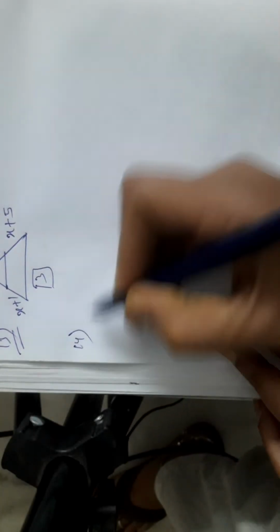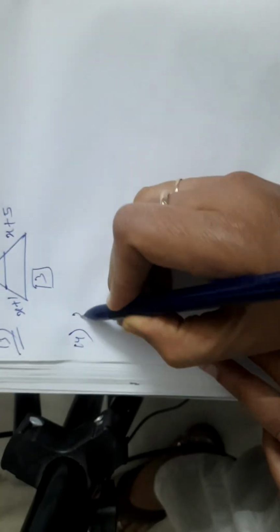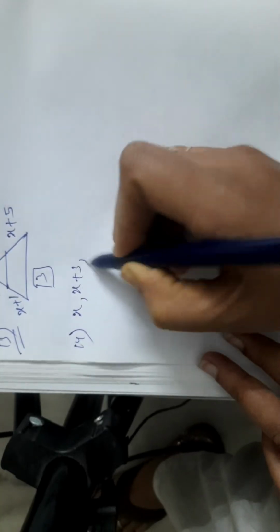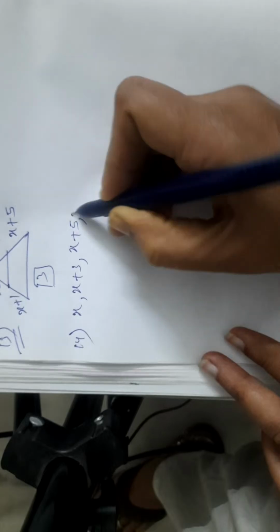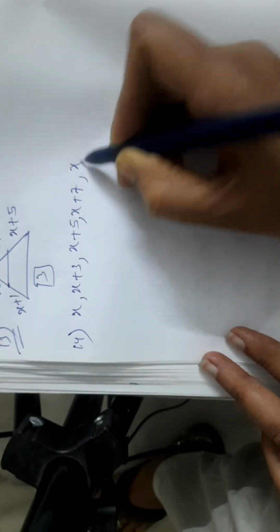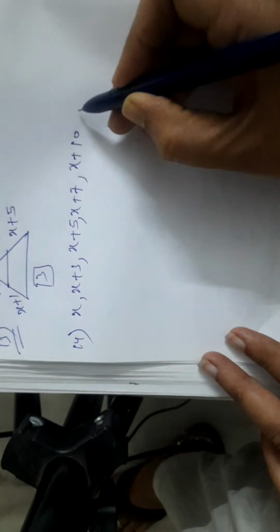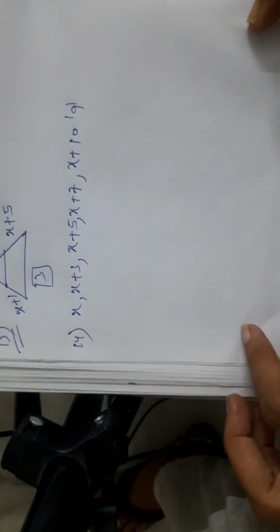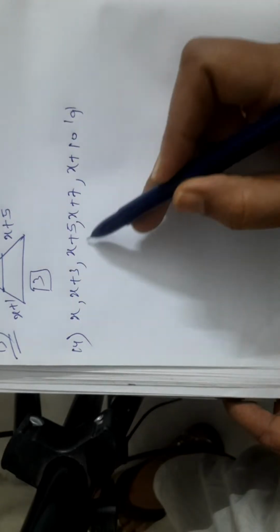You need to find the mean of the observations. So here the observations are x, x plus 3, x plus 5, x plus 7, x plus 10. It's given their mean is 9. Find x. If the mean of observations is 9, find the mean of last 3 observations.